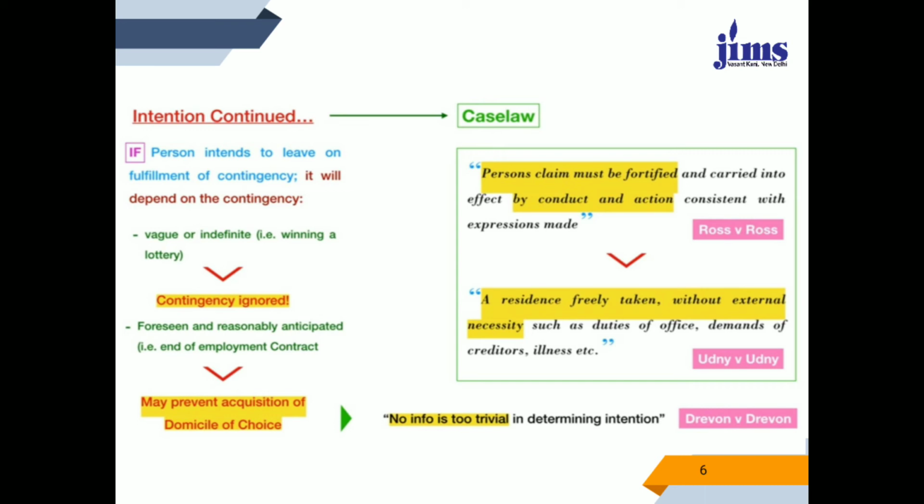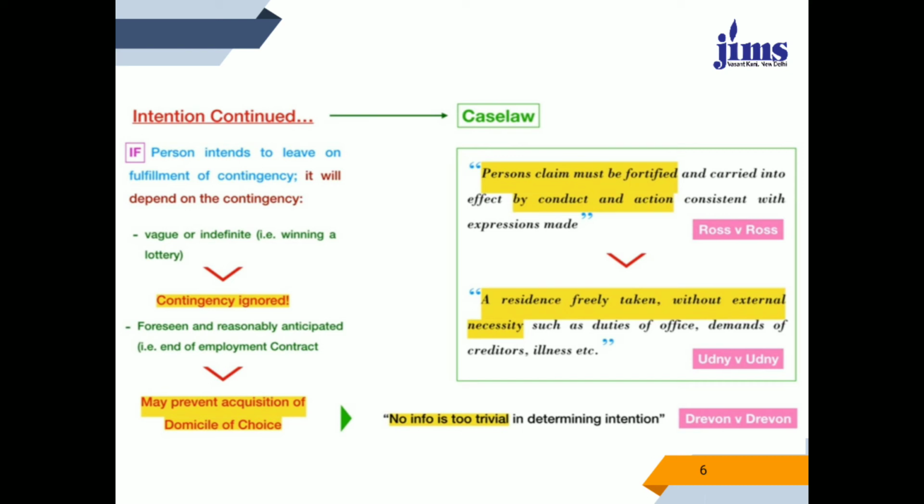First we have the case of Ross versus Ross. It is given that a person's claim must be fortified and carried into effect by conduct and action consistent with the expression made. So in essence, what the law looks at is not what the person says, but what the person does, and the conduct infers the intention.